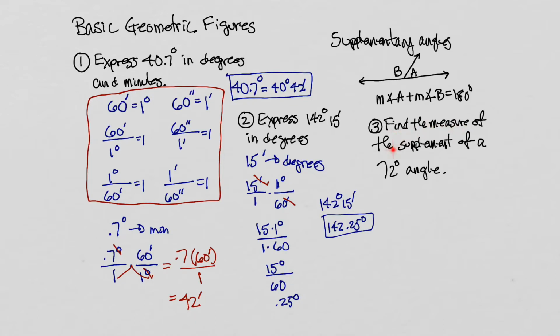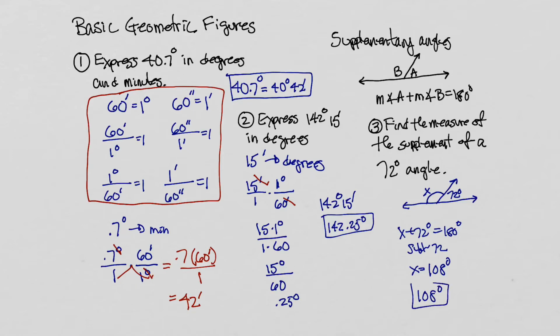It says find the measure of the supplement of a 72 degree angle. So we might have something like this. Here's maybe what we're thinking. Here's a straight angle, a line. We have an angle here that's 72 degrees. Now we're looking for the measure of this angle. And if we call this angle x, we know that x plus 72 degrees is equal to 180 degrees, right? Because they're supplementary. So if we subtract 72, we will get x equals 108. So the angle we're looking for here is 108 degrees.